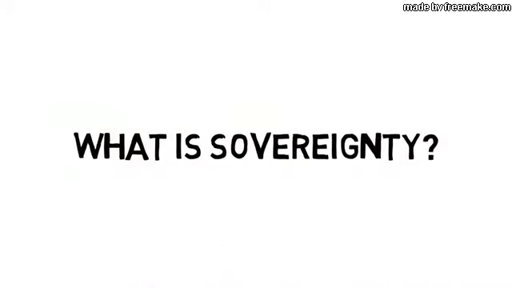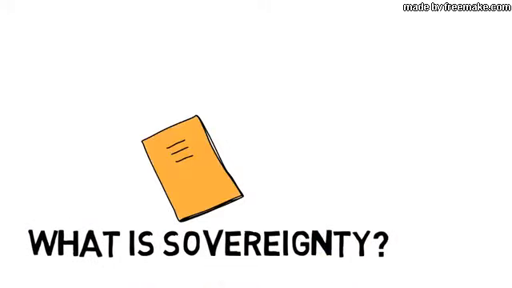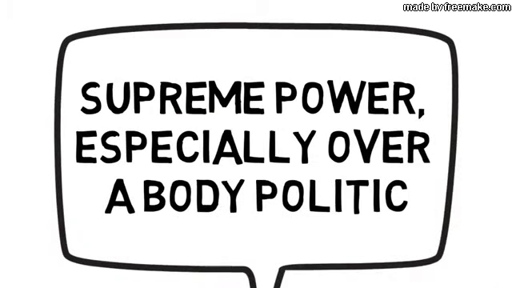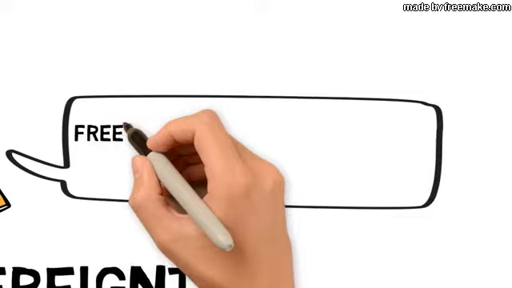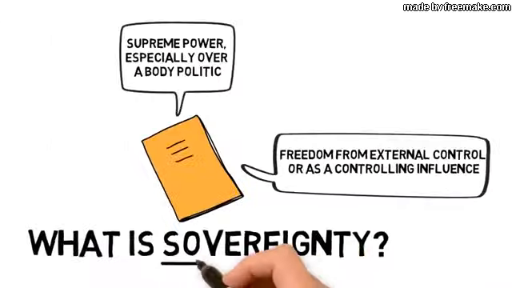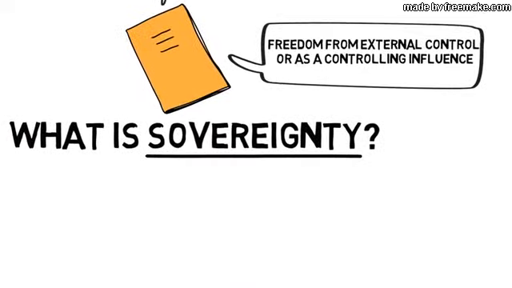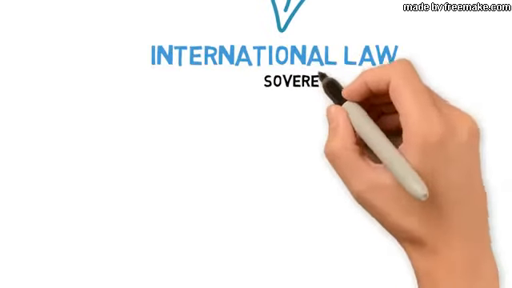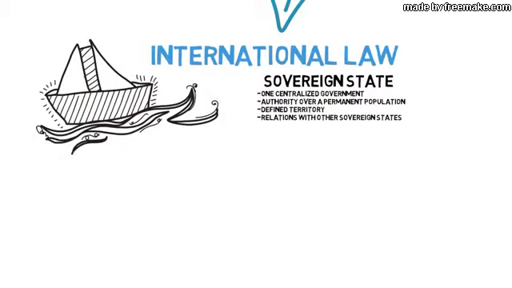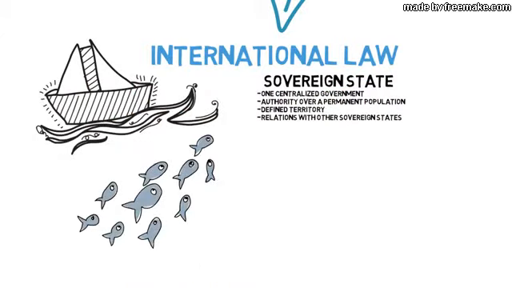The Merriam-Webster Dictionary defines sovereignty as supreme power, especially over a body politic. It also is defined as freedom from external control or as a controlling influence. In international law, a sovereign state is an entity with one centralized government with the authority over a permanent population within a defined territory that is capable of entering relations with other sovereign states.